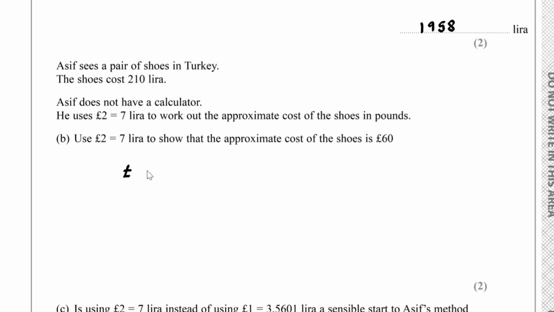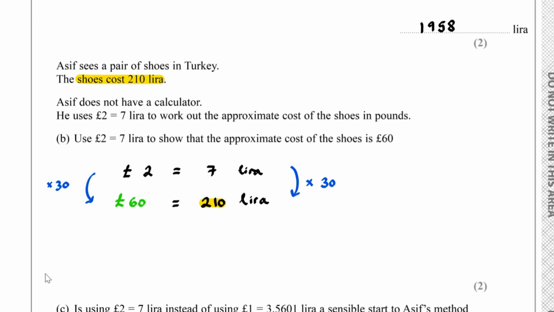So we've got this conversion rate, £2 equals 7 lira, and what we know already is 210 lira is the cost of shoes. So this 210 would correspond to the cost of shoes. So what we do here is we multiply by 30, which means I have to multiply this side by 30, which means I will end up with £60. So we've shown that the approximate cost of the shoes is £60.